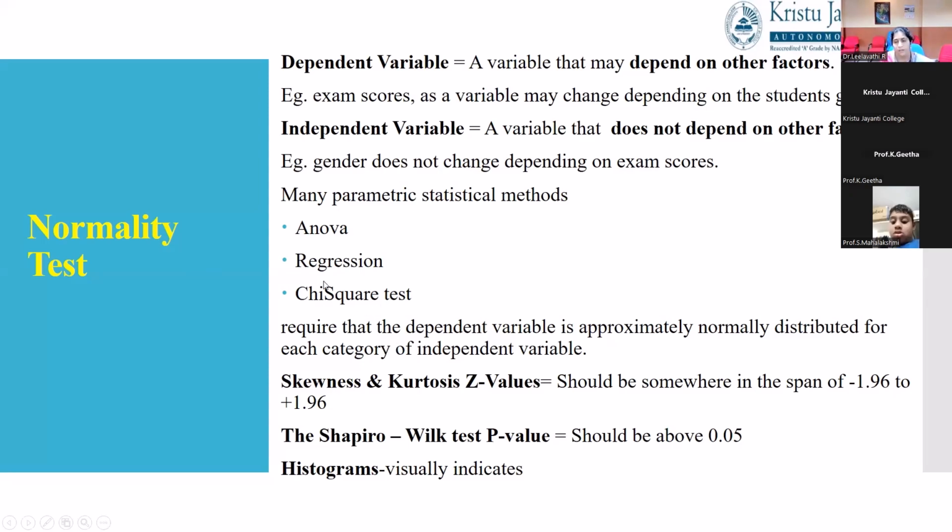Before testing any hypothesis, there is one more test that needs to be done, and that is the normality test. What does normality test mean? We need to check whether all our collected data is normally distributed or not. For example, I distributed the questionnaire and everyone selected neutral. Has any normal distribution happened there?